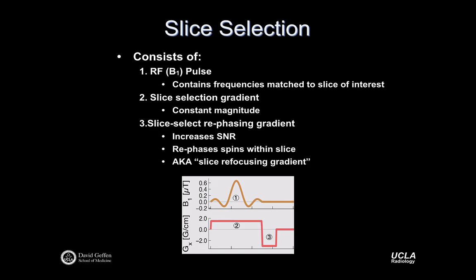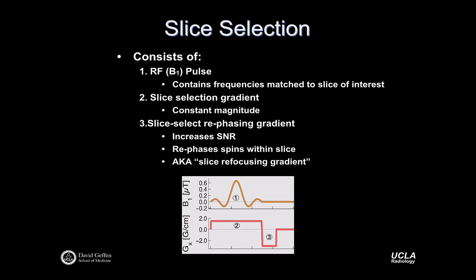And we usually do that with just a constant magnitude gradient, just turned on. And so that's components one and two shown here simultaneously, RF pulse in combination with the gradient waveform. The last thing, and we'll develop this at the very end of the lecture, is what's called the slice select rephasing gradient. It's a very useful thing to turn on this gradient at the very end after you've done your slice selection. What's not obvious, but will become a little bit more obvious, is that it actually helps significantly increase the signal to noise for the acquisition that you're doing.